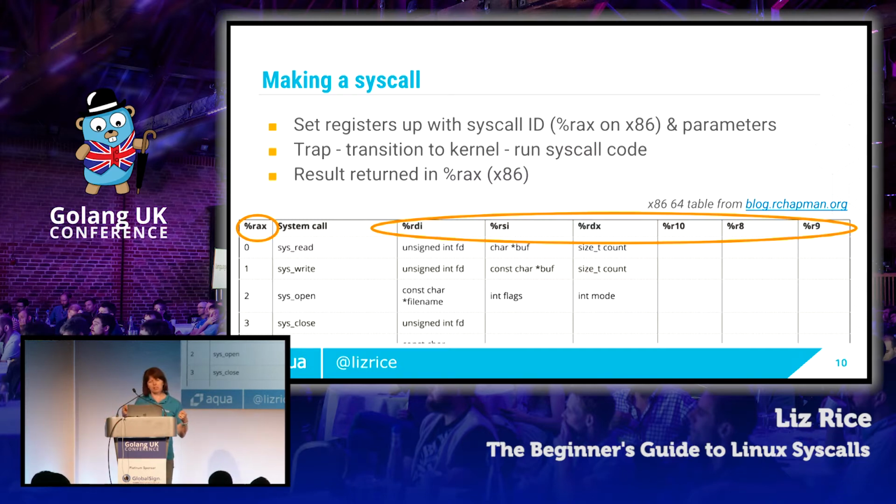And then user space does this trap. It's like an interrupt, telling the kernel that it wants it to take over. And the kernel can then run its code. It knows which code to run based on what this identifier in the AX register is. And it can pull the parameters from the other registers. It does whatever it needs to do, like writing to the file. And when it's finished, it writes the return code into that AX register again. And then it hands control back to user space code.